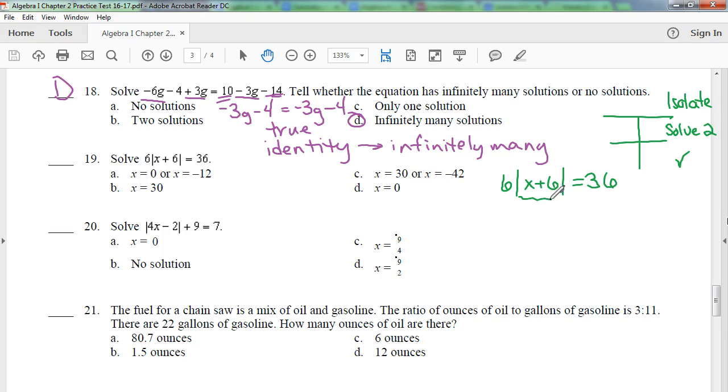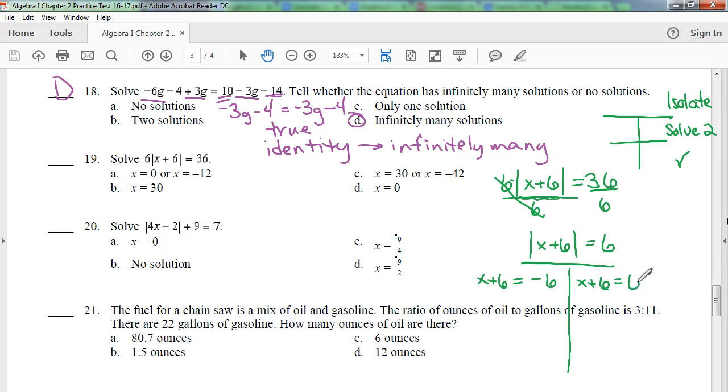So we notice here that the absolute value expression is not isolated. It's being multiplied by 6. So to undo that, we need to divide both sides by 6 to cancel out that multiplication. That gives us that the absolute value of x plus 6 equals 6. So we now have the absolute value expression isolated, and we can write two equations. The first will be that x plus 6 could possibly be negative 6, and the other would be that x plus 6 could be positive 6.